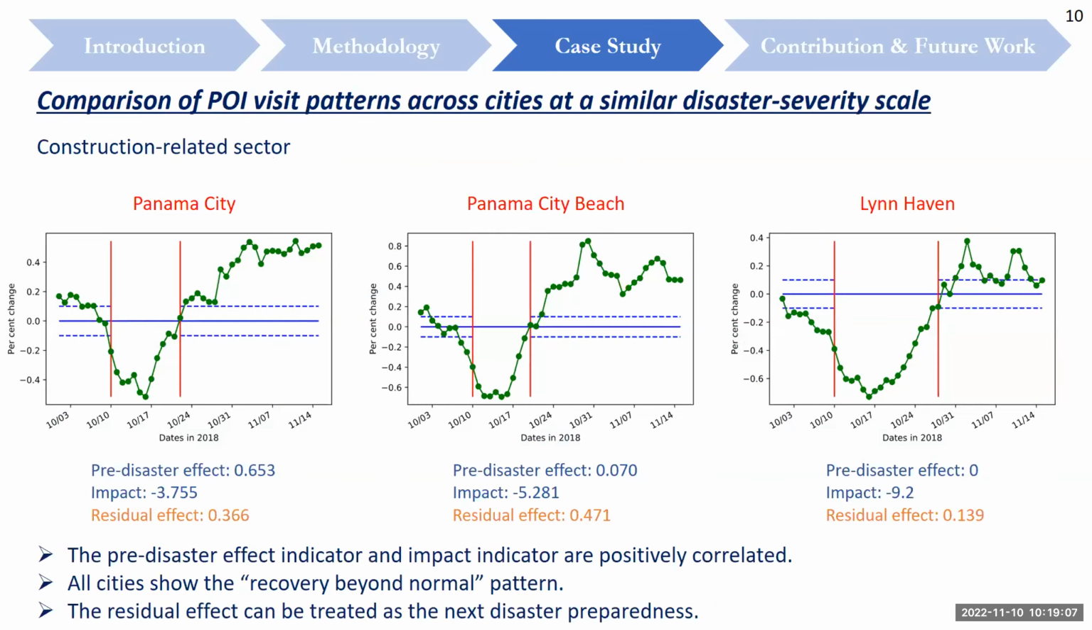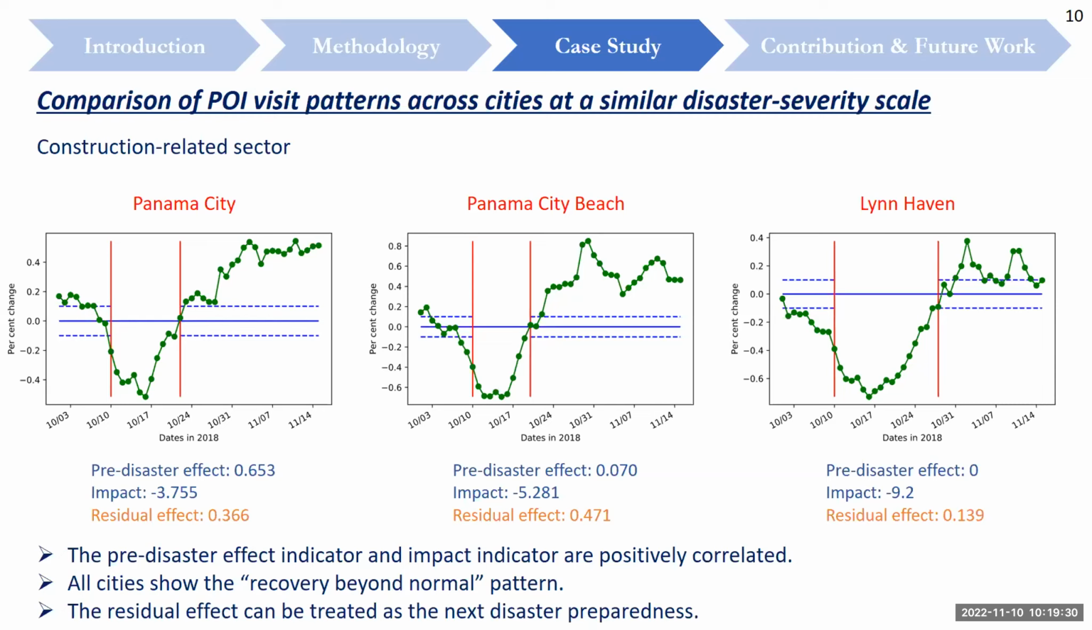And then we look at specific sectors. For example, in the construction related sector, we know that people need to go to these places, for example, to purchase construction material, plywood to protect their windows and doors, or some contractors will have more activity during this phase because people are requesting them to help.